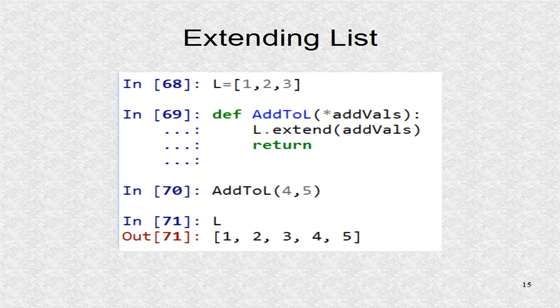15. An easy function with a list is to extend the list with the number of parameters passed. Here in the function definition, we tell it to expect a tuple. Then we extend, similar to multiple appends, to the list.